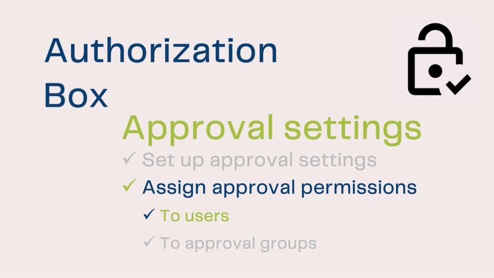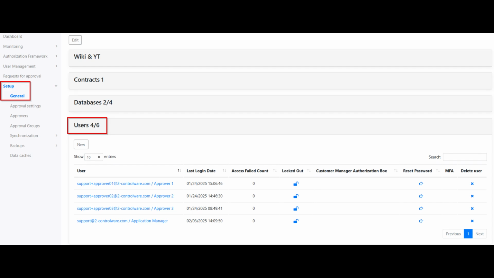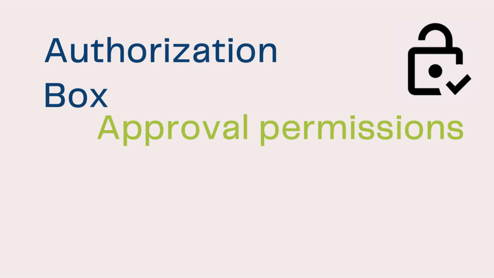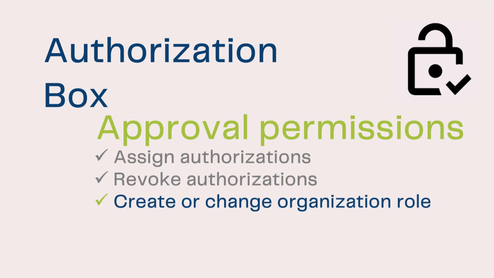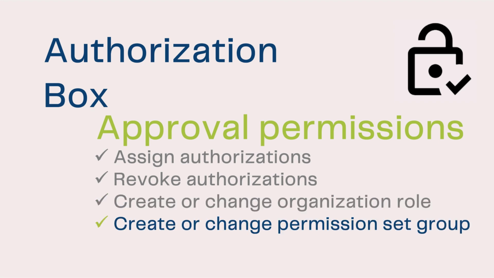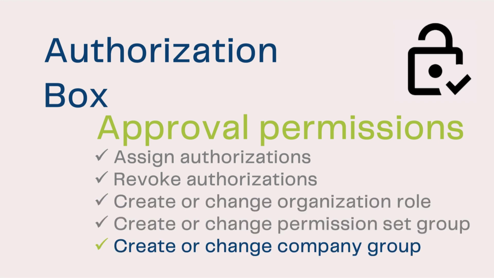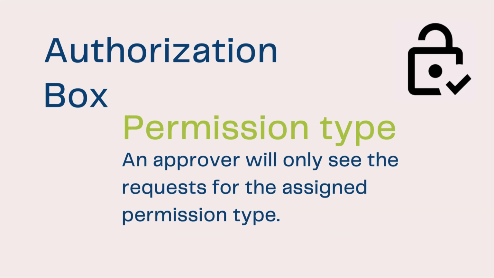Assign approval permissions. To assign approval permissions to a user, this user must have access to the authorization box. There are 5 different types of approval permissions: assign authorizations, revoke authorizations, create or change organization role, create or change permission set group, and create or change company group. An approver will only see the requests for the assigned permission type.